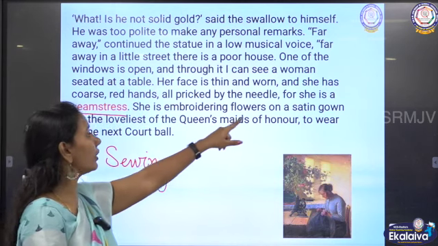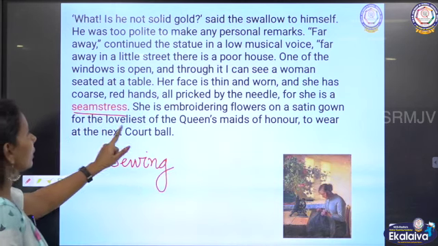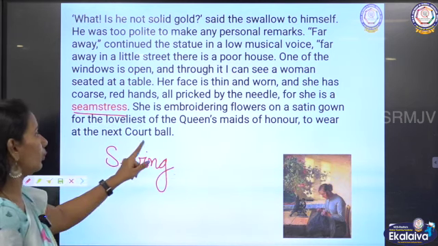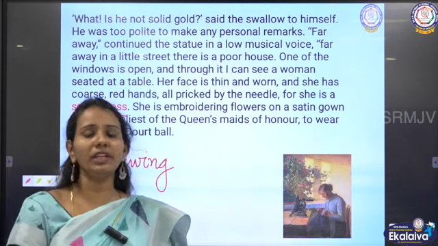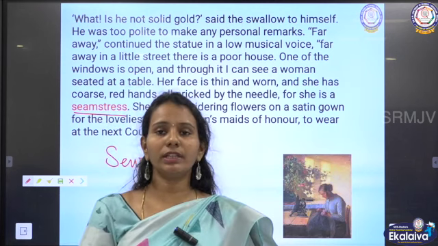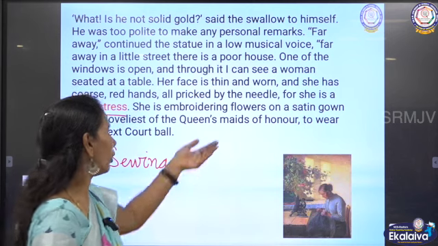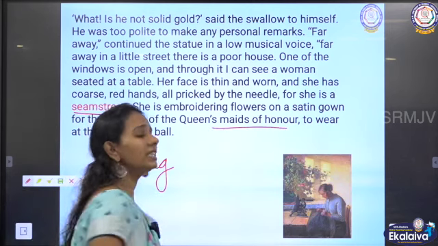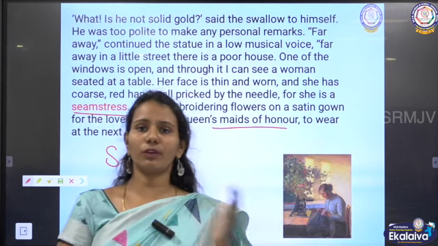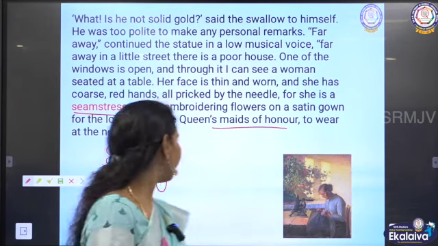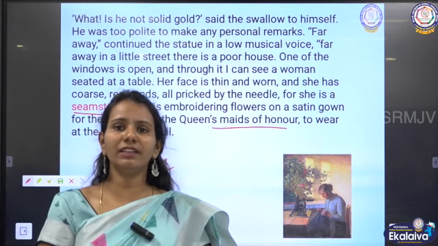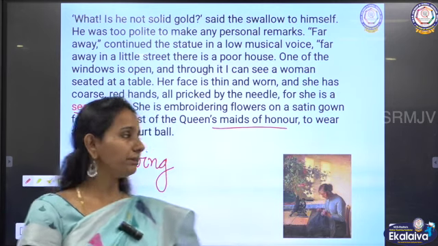She is embroidering flowers on a satin gown for the loveliest of the queen's maids of honor to wear at the next court ball. So what that lady was doing, she was embroidering flowers on the gown. And for whom was she embroidering this? For the queen's maid of honor. Maid of honor means what? These ladies who accompany the bride are called maids of honor. So for their gowns she was embroidering flowers to wear for the next court ball. A ball is a kind of social gathering where they celebrate.